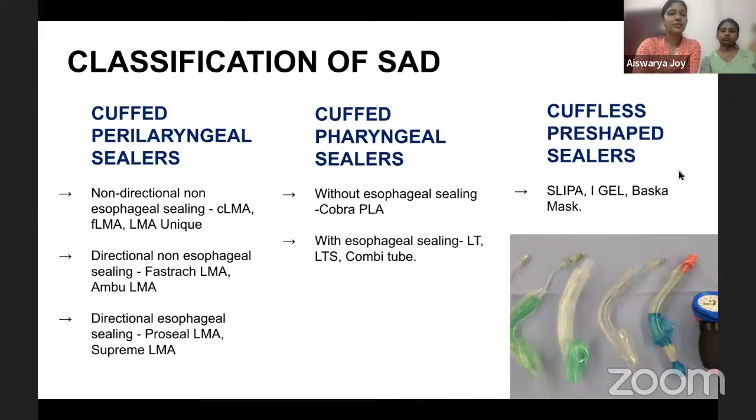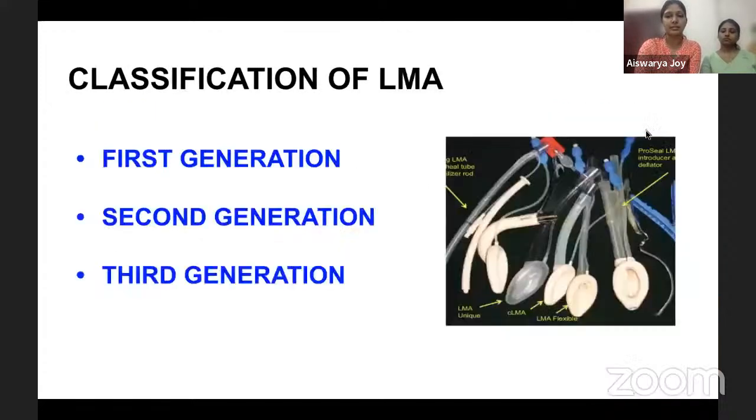The next classification is cuffed pharyngeal sealers. It is divided on the basis of esophageal sealing. Without esophageal sealing, it is the Cobra perilaryngeal airway, and with esophageal sealing, it is the laryngeal tube suction and the esophageal-tracheal combitube. And then the cuffless pre-shaped sealers. Examples are the streamlined liner of the pharynx airway, i-gel, and Baska mask.